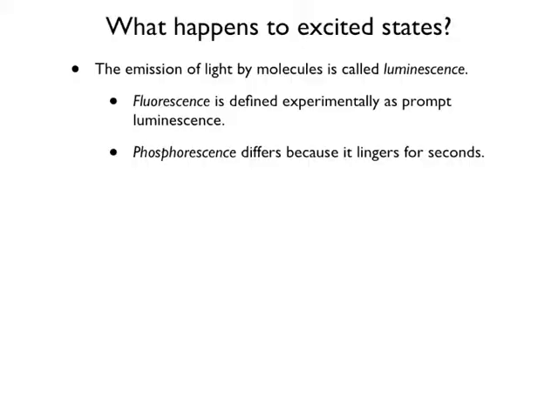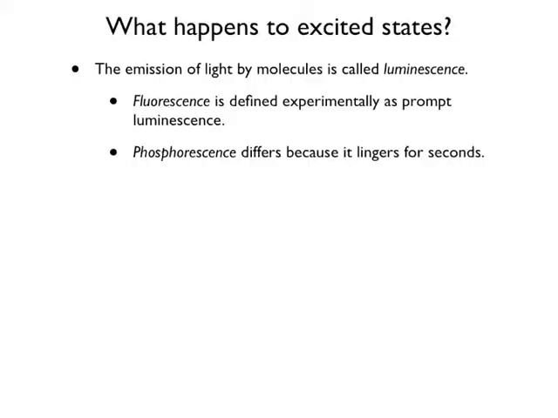The second kind of luminescence is called phosphorescence, which was originally named after phosphorus. What we now call phosphorescence doesn't actually occur in phosphorus. What occurs in white phosphorus is something called chemoluminescence. Our definition of phosphorescence now is slow luminescence.